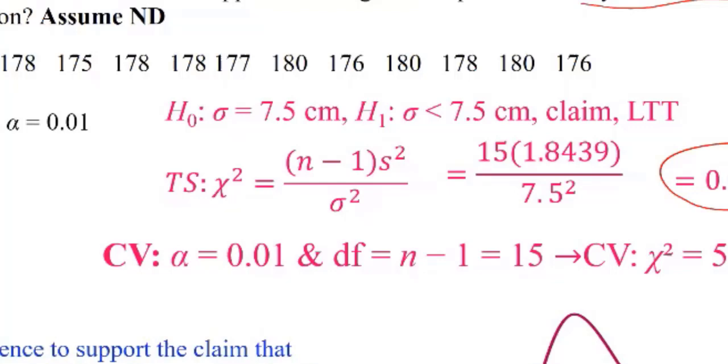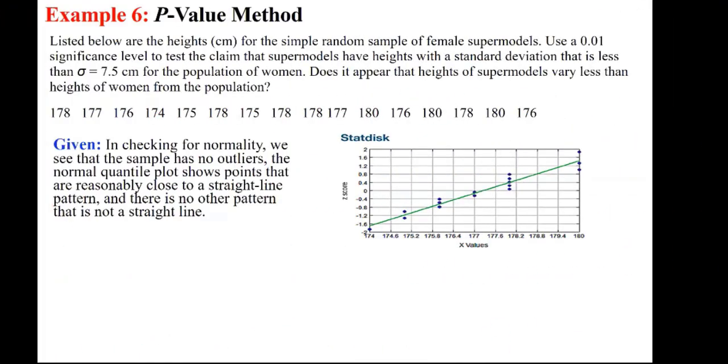The claim is true, therefore. All of this calculation is about the very first part. And then you go to the first step to figure out where the claim is and answer. So there is sufficient evidence to support the claim that female supermodels have heights with a standard deviation that is less than 7.5 centimeters for the population of women. Let's go to the next one.